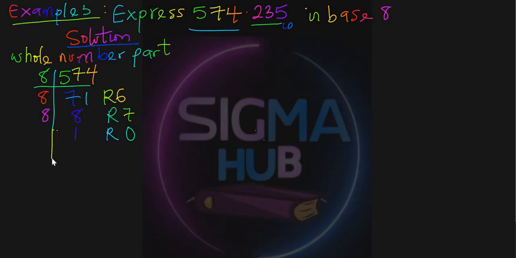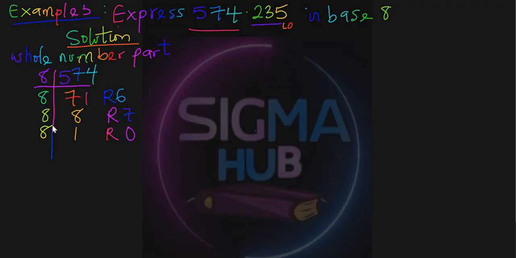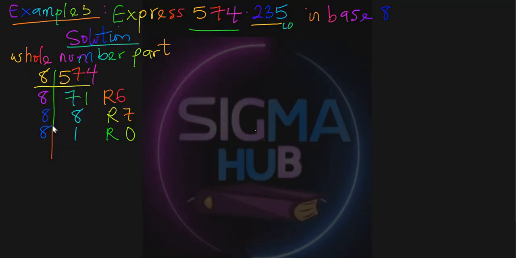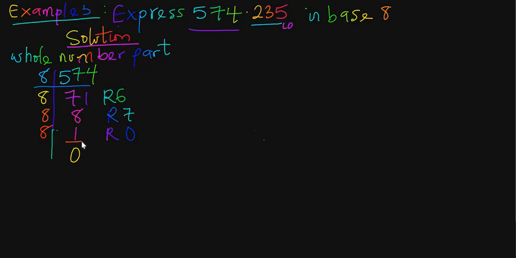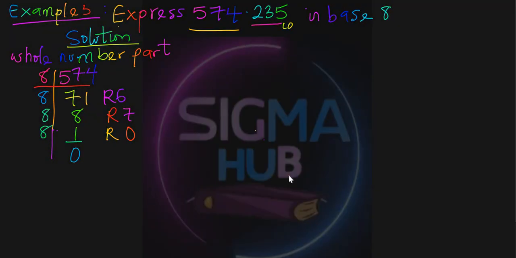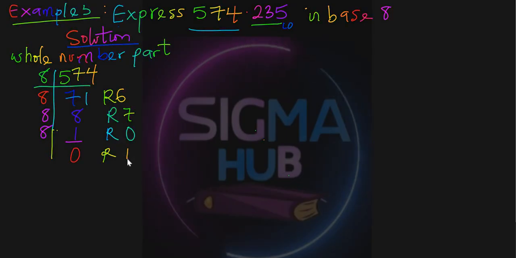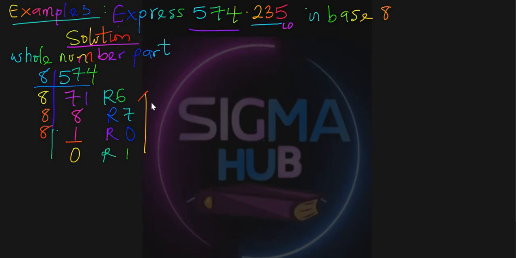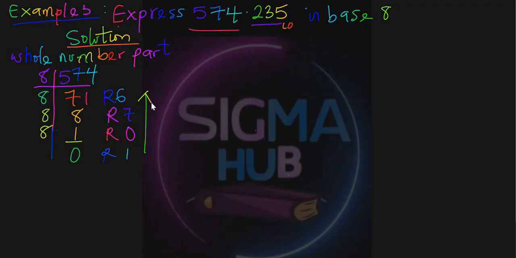Then 1 divided by 8. So 1 divided by 8 is not possible because 8 is greater than 1. So in this case, I'm going to write 0, and don't forget, I'm going to write this 1. So 0, then I'm going to say remainder 1. And don't forget, I'm going to be counting upward from the bottom.